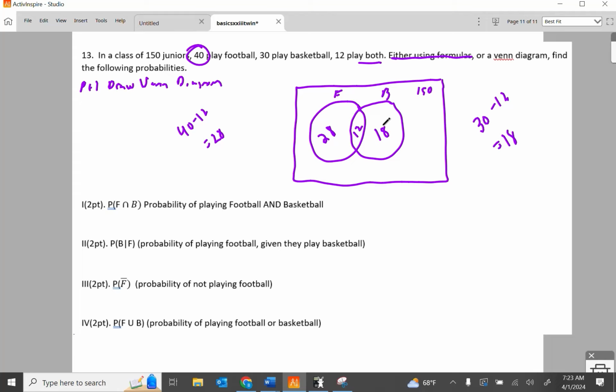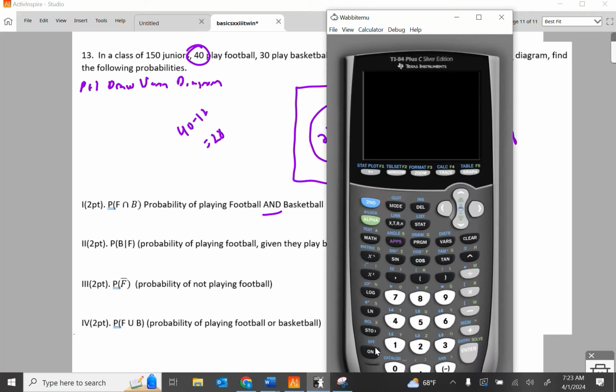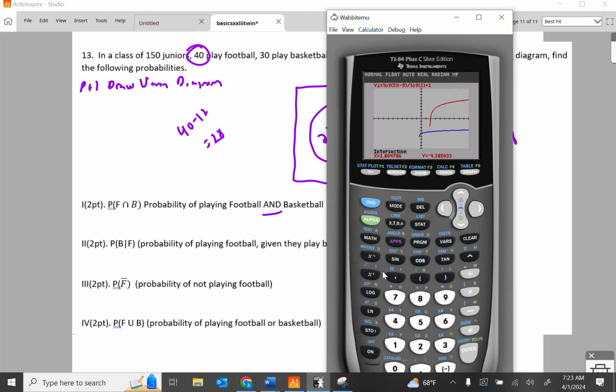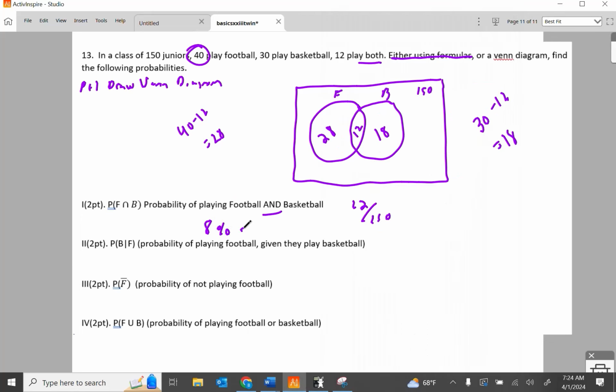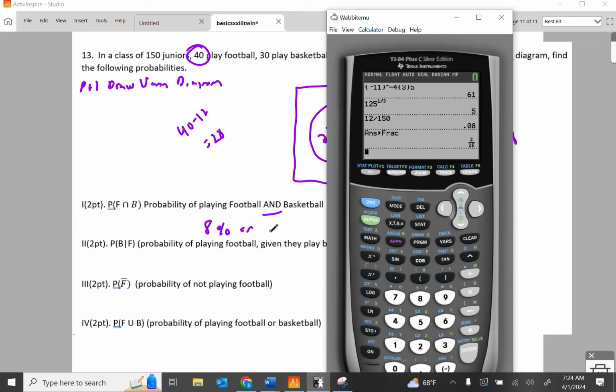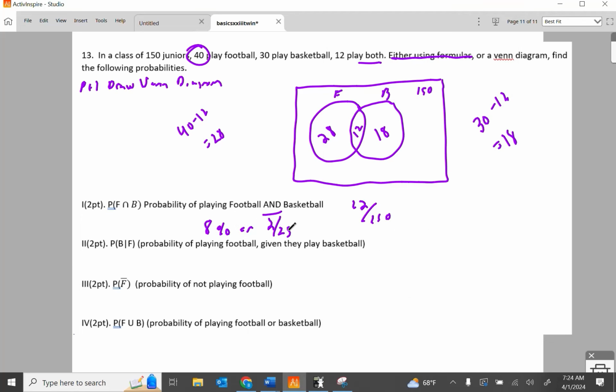Find the probability we play football and basketball. Well, that's just the overlap. That's 12 kids out of 150, which I don't really care what you do. You can give it to me as a decimal or whatever, reduced fraction. It doesn't really bother me too much. But if I take my 12, I divide it by 150, I would get 8%, or 2/25. And I'll take either answer. I don't really care which one you do.